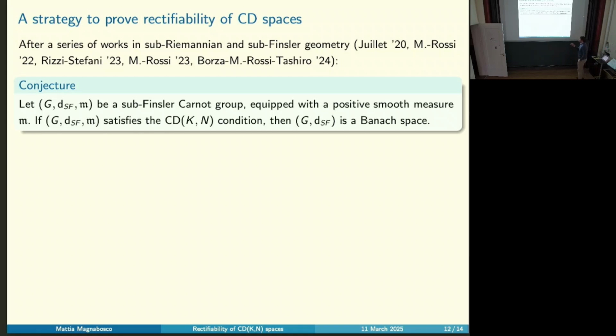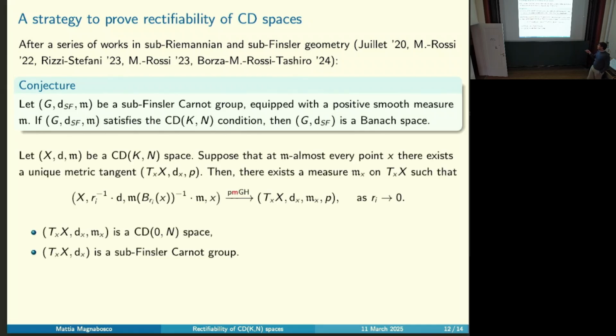The conjecture basically says that if we have a sub-Finsler Carnot group equipped with a nice measure, and it satisfies the CD(K,N) condition, then we actually have a trivial sub-Finsler Carnot group, meaning a Banach space. So the conjecture is saying that if a sub-Finsler Carnot group with a nice measure satisfies CD, then it must be a Banach space. As I was saying, this is still a conjecture, but there is reason to believe that it should be true. Building on this conjecture, we can develop this strategy to prove rectifiability of CD spaces.